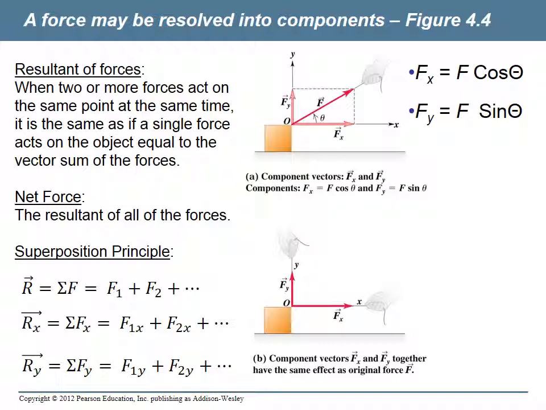Okay, so I talked about a net force a couple slides ago. I said that we could break a force into its components, and we can add them all up, and we can put them back together to get one vector or one force, right? That's what we call our net force. So we'll call this the resultant of forces. We have two or more forces acting on the same point at the same time. It's the exact same as if a single force acts on the object equal to the vector sum.